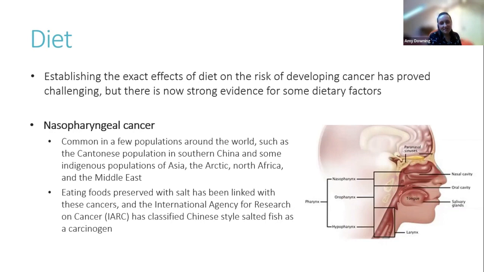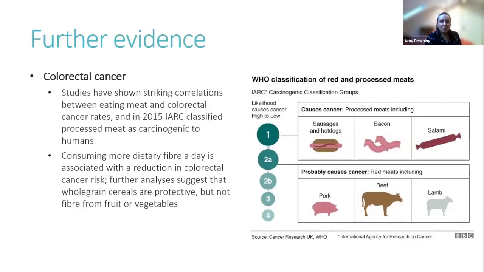And there's the International Agency for Research on Cancer, or IARC, and they've done a lot of work over the years in identifying and classifying carcinogens. And they have classified Chinese-style salted fish as a carcinogen. Another one that's more recently been found to be a cause of cancer and been classified as carcinogenic is processed meat. So studies have shown some striking correlations between eating red meat and colorectal cancer rates. And it's been definitively shown that processed meat, such as sausages and hot dogs, bacon, are associated with colorectal cancer. And also that red meat more generally is defined as probably causing cancer.